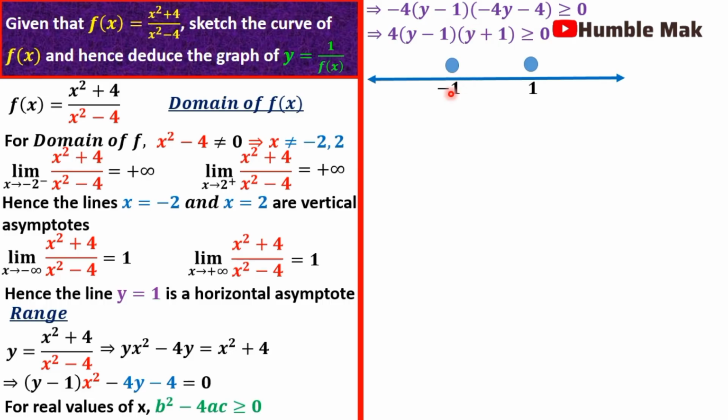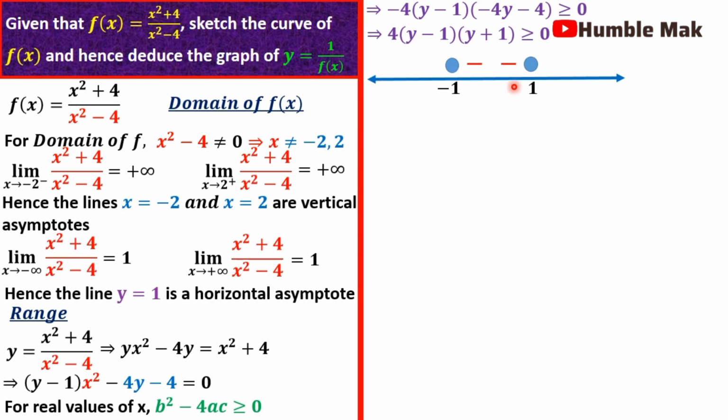If we take a region between -1 and 1, let's take 0. If we plug in 0 here, we have 0 minus 1, which is -1, and 0 plus 1, which is 1. What is -1 times 1? It gives us -1. -1 times 4 gives us -4. So the overall sign of this inequality in this interval is negative.